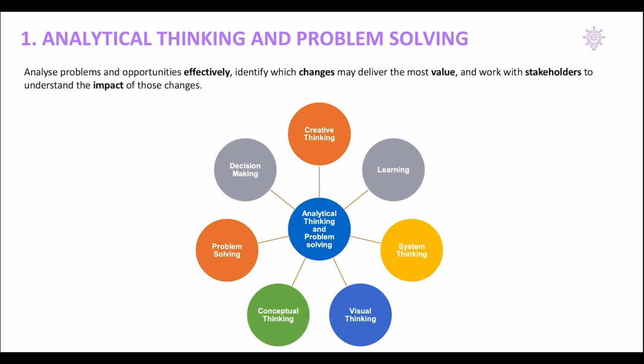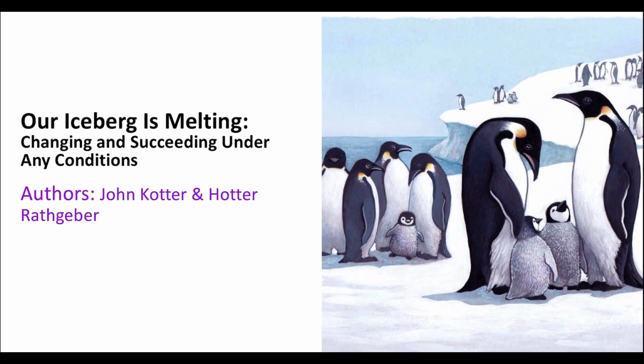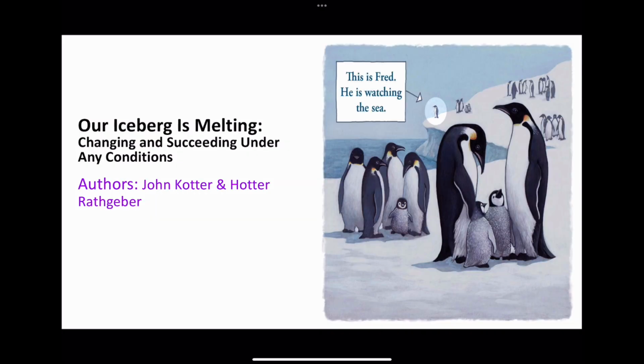Let's get started. Have you heard about the story called Our Iceberg is Melting? This is a book by John Kotter, which talks about changing and succeeding under any condition. The book is based on some penguins in Antarctica, and our penguin over here called Fred is the hero of our story. Let's make use of Fred to understand the underlying competencies, analytical thinking and problem solving. Fred was a watcher. Fred was an observer. Fred always looked at the sea to understand how things were going, while all other penguins were busy living their own life.